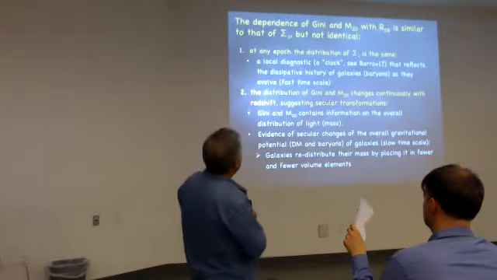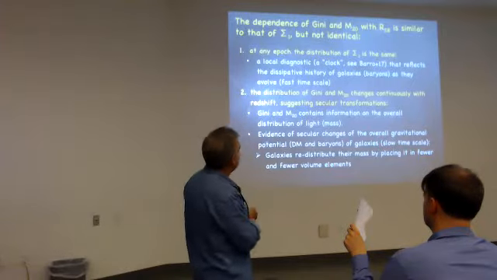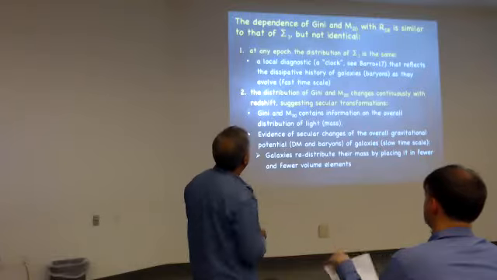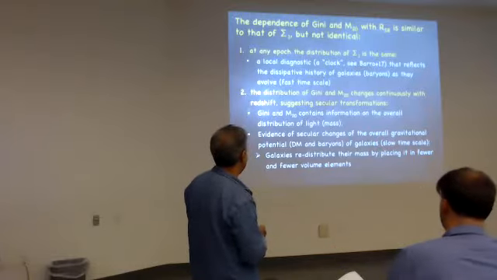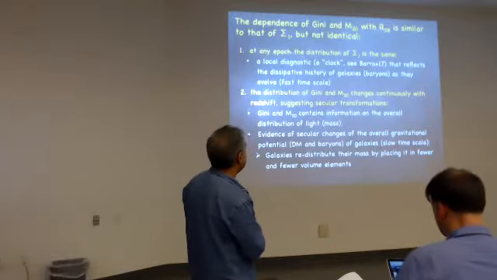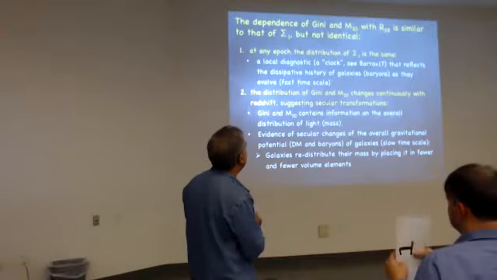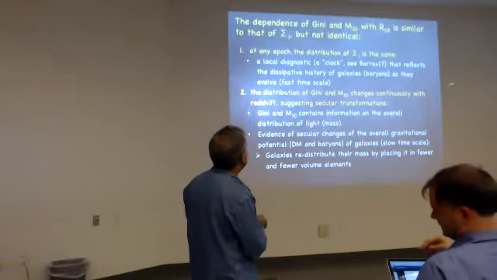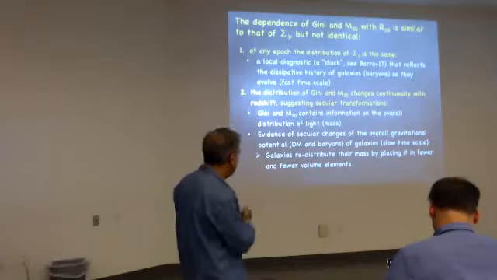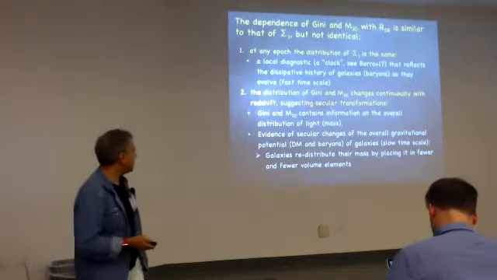So I noticed that the dependence of Gini and M20, thank you, Richard, is similar to the one of sigma 1, but not identical. At any epoch, I stress, the distribution of sigma 1 is the same. That of Gini and M20 changes continuously. This is what suggests a secular transformation.